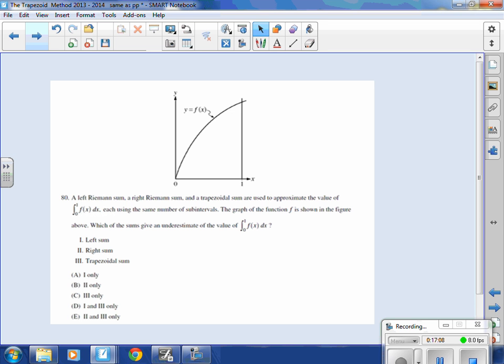So it's number 8. Here we go. A left Riemann sum, a right Riemann sum, a trapezoid sum are used to approximate the value of the integral from 0 to 1, each using the same number of subintervals. The graph of the function f is shown in the figure above. Which of those 3 sums will give you an underestimate?